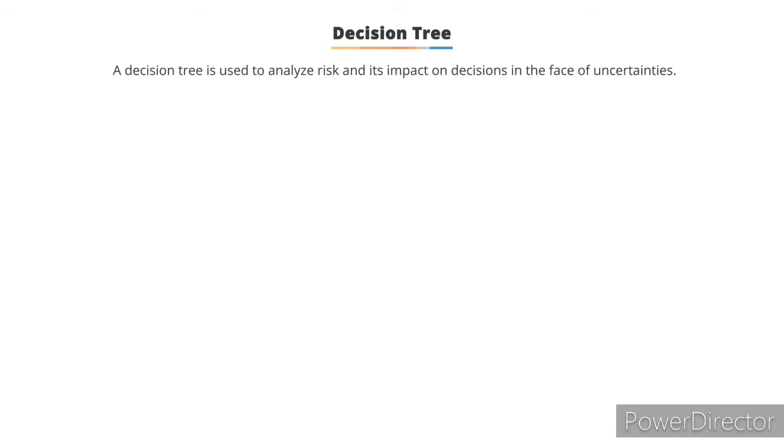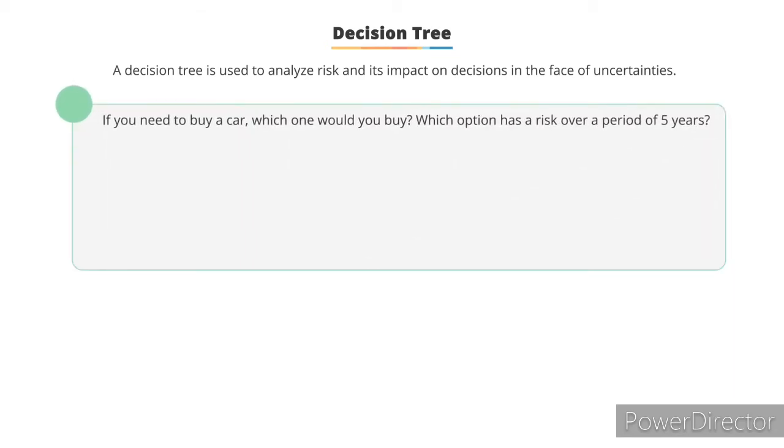A decision tree helps in analyzing risk and its impact on taking decisions in a scenario where there is uncertainty on the outcome. Suppose you want to buy a car. You can buy either a new car or an old car. Which one should you buy? Which has more risk over a period of 5 years? Consider the concept of a decision tree to solve this problem.